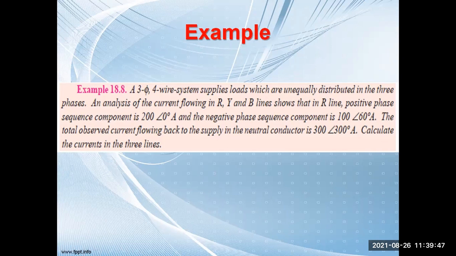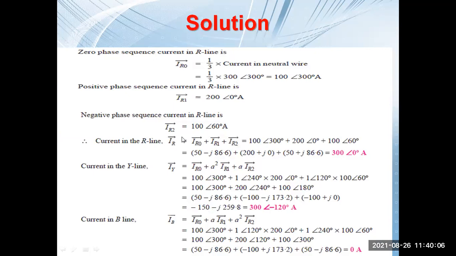So, what parameters are given? Here, the positive sequence component is given, the negative phase sequence component is also given, and the neutral current IN is also given. You need to calculate the three-phase currents. So we'll apply the same thing.